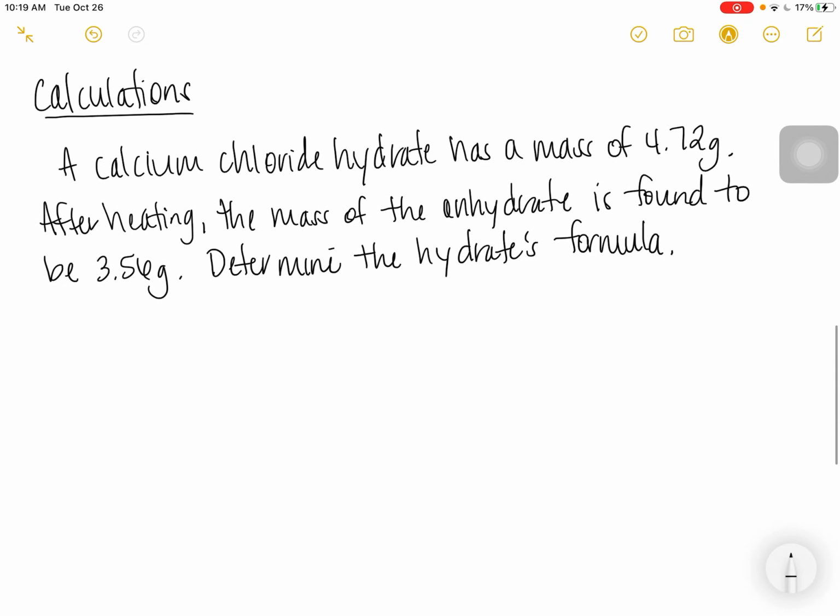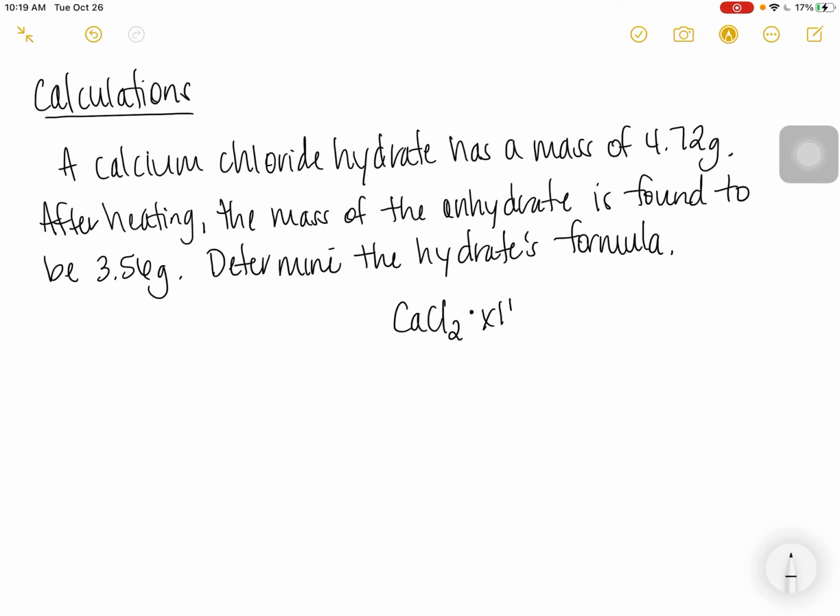Okay, so where we get into the math behind this is when we actually look at data from a dehydration reaction and then working backwards to attempt to verify the formula of that hydrate. So let's look at an example. We'll do 2, and that will be the end of this video. All right, so a calcium chloride hydrate has a mass of 4.72 grams. After heating, the mass of the anhydrate is found to be 3.56 grams. Determine the hydrate's formula. Okay, so we know it's calcium chloride.